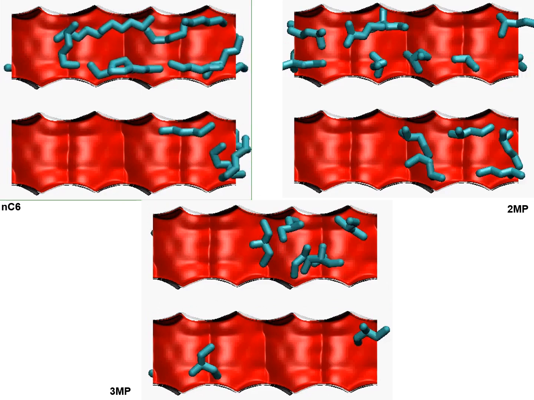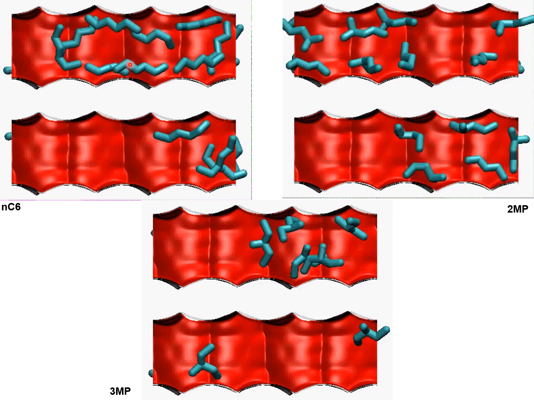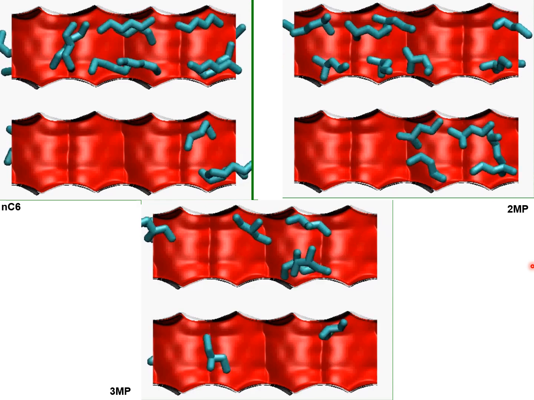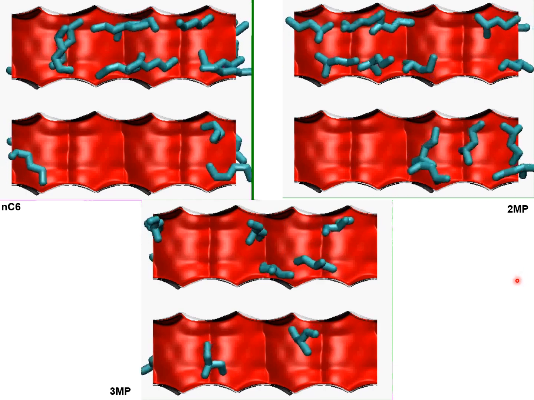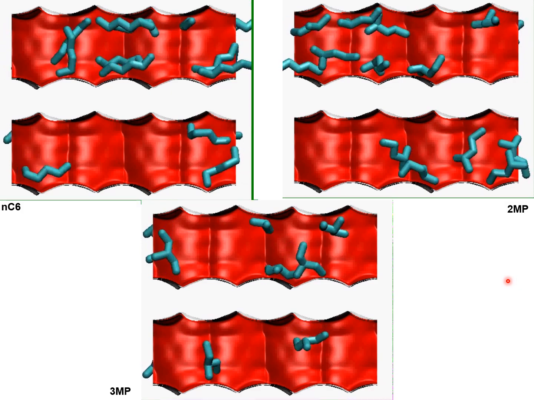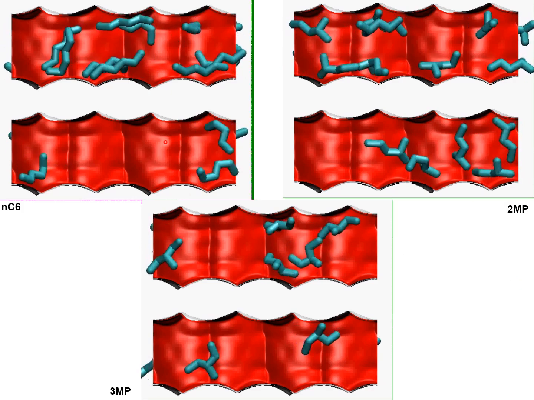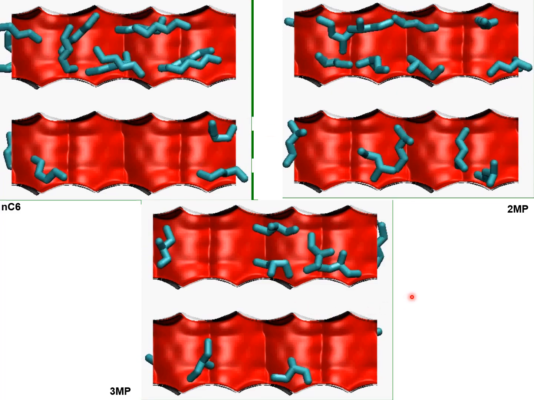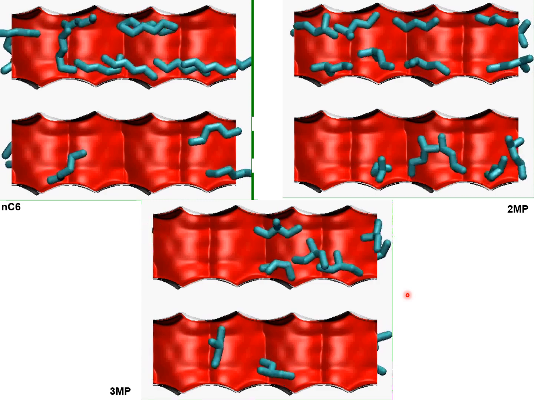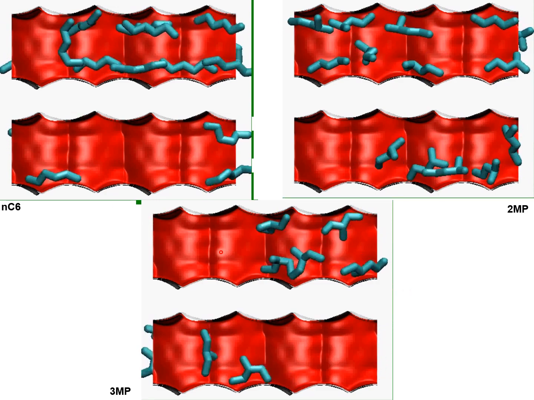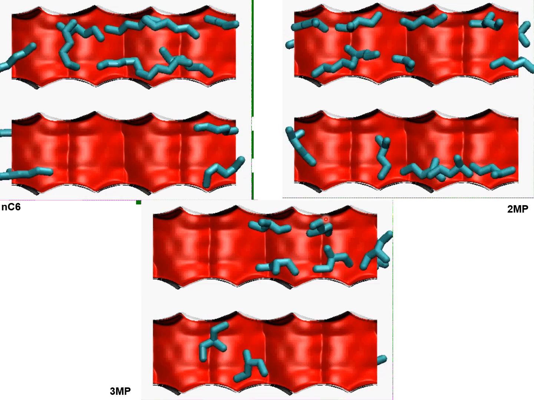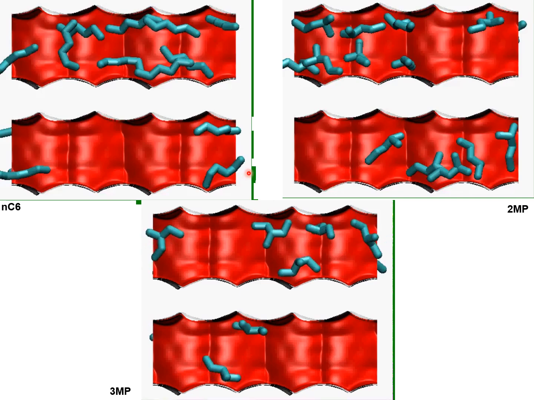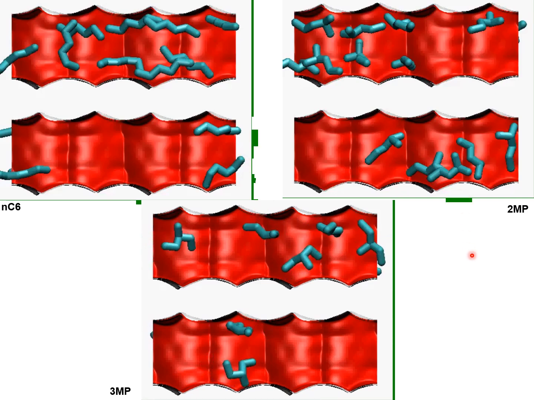These animations show the motion of normal hexane, 2-methylpentane, and 3-methylpentane within the square channels of cobalt BDP. The diffusivities of these isomers are nearly the same, and the separations are largely based on differences in the van der Waals interactions of the alkane isomers with the pore wall.